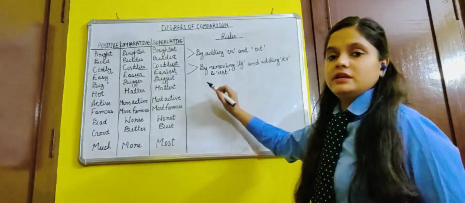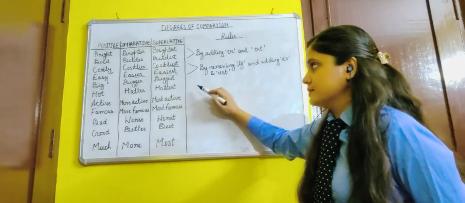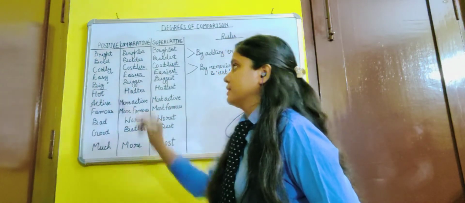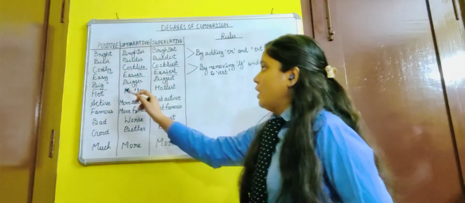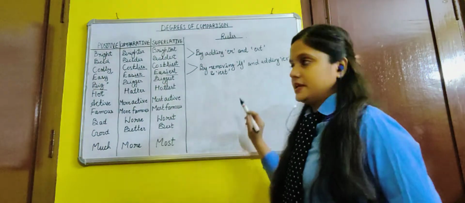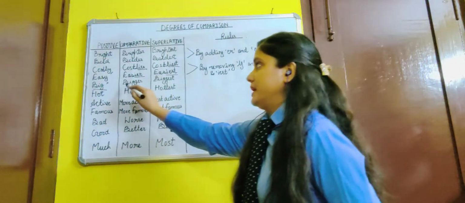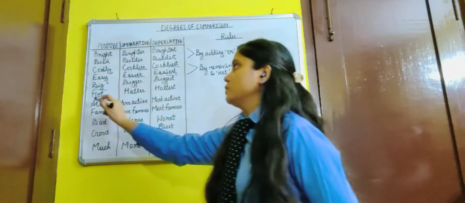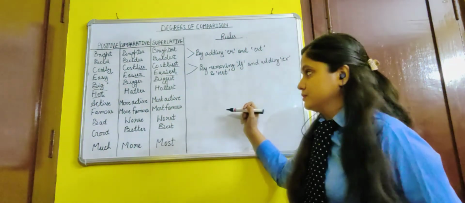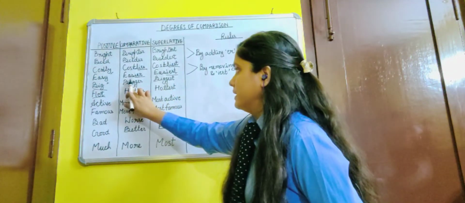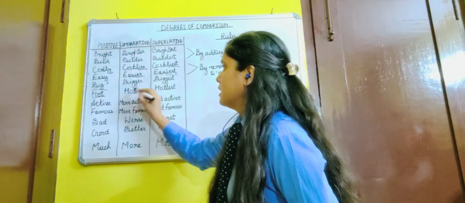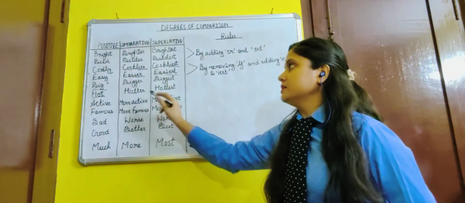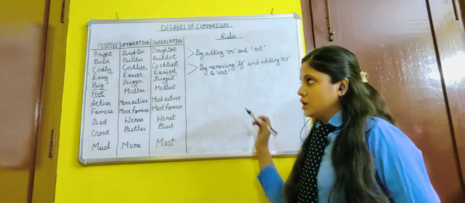Okay, now we will read the next examples. So this is the word big. Now read its comparative and superlative degree. Yes, bigger and biggest. Okay, now read the next word, hot. Now read its comparative and superlative degrees. Hotter, hottest.